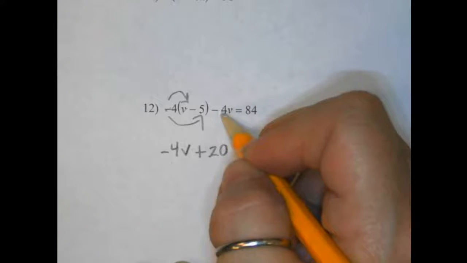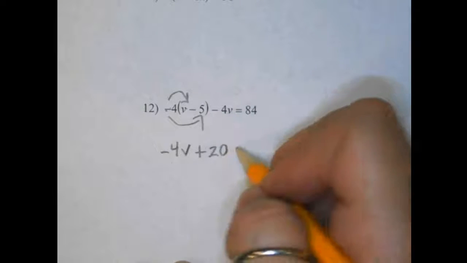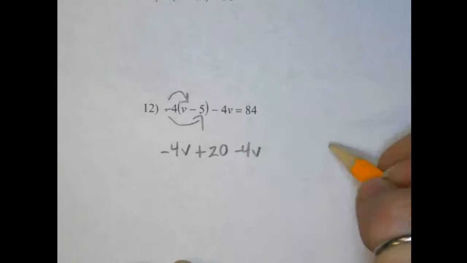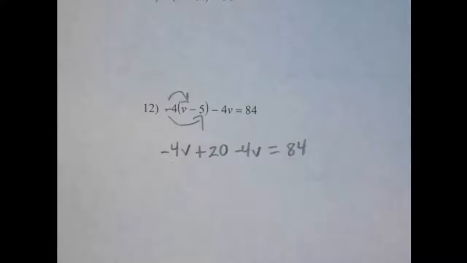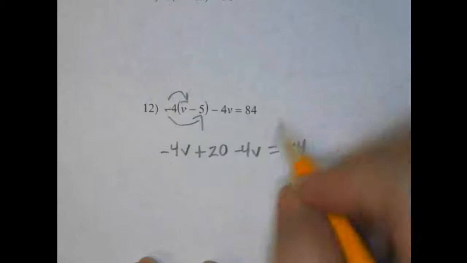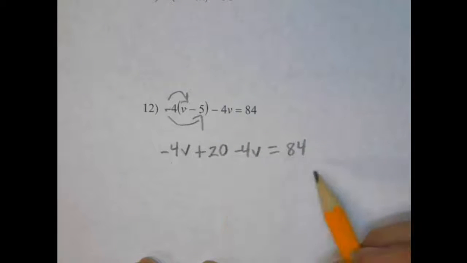I'm going to bring down the rest of my equation. Instead of 0 or equals, I have a negative 4v that I want to add, and then equals 84. So before, we would look to just move stuff. Before, we would move this 20 over. But what do you notice about this? Do I have like terms? Yeah. What are my like terms, Hannah?